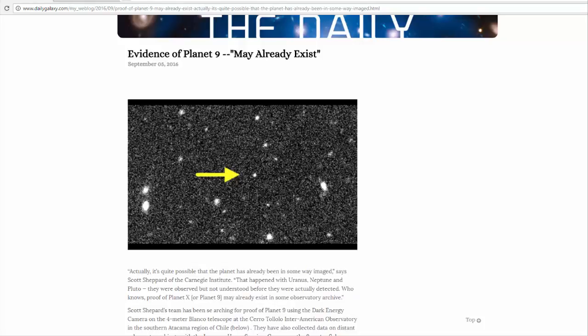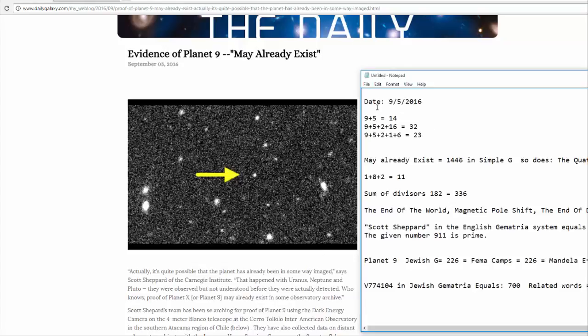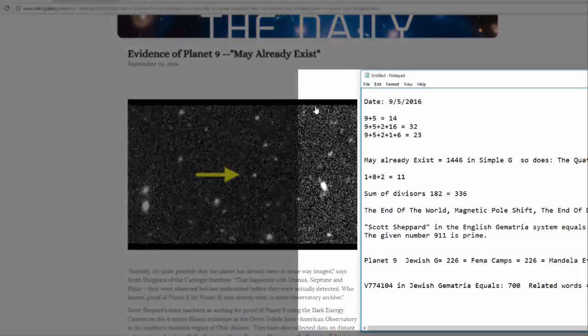So basically, this article came out on September the 5th, 2016, and it's entitled Evidence of Planet 9 May Already Exist. So we look at this date, we add 9 plus 5, which is September the 5th. 9 plus 5 equals 14. Then you add the date in this form, it equals 32. And then you add the date in this form, it equals 23. And you're seeing the reflection of these two numbers based upon how these numbers were added.